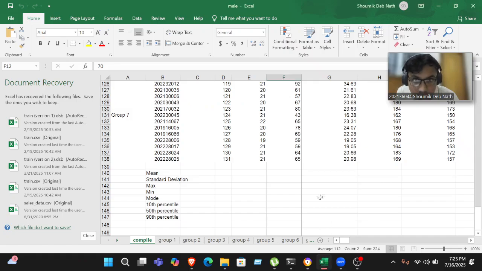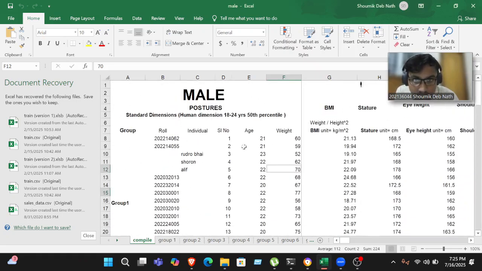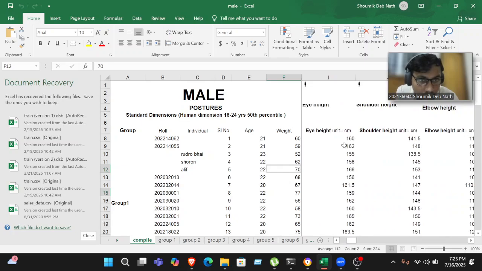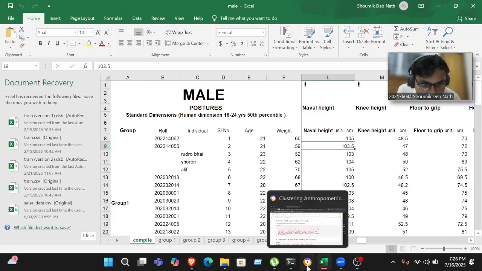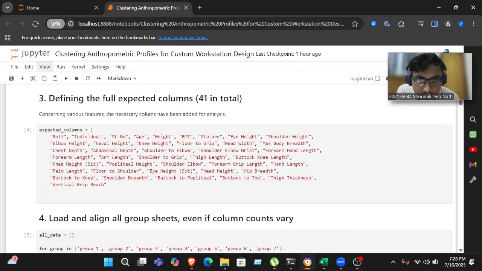So where's my data set? Here. As you can see, there is group, role, individual, serial number, age, weight, then BMI, stature, eye height, shoulder height, elbow height, etc. You can see the same thing here as well. I have added all of these so that my code can identify what I'm actually working on and what I'm going through.